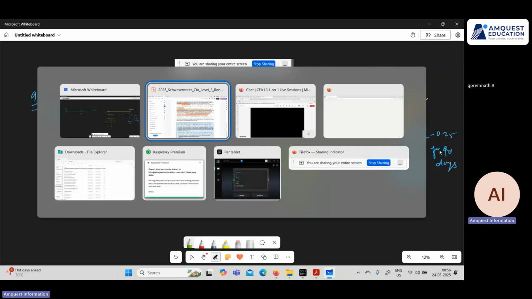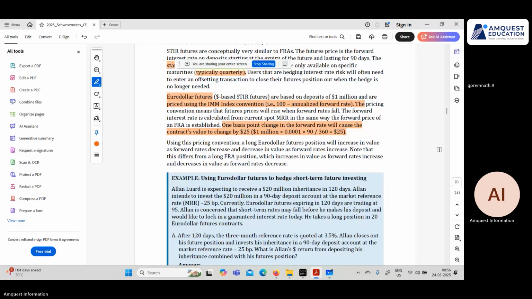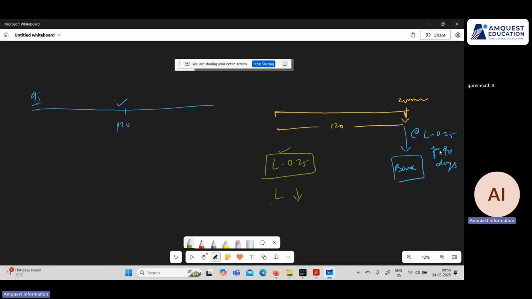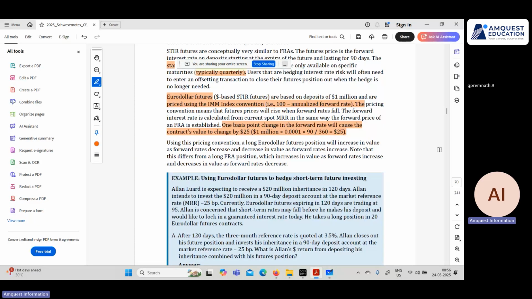Is the question clear? He takes a long position in 20 Eurodollar futures contracts. So basically, he bought 20 contracts for this date so that he can lock in the price. Before we go to A, can you read this again and confirm whether you are okay with what's being asked and what's going on? Sure about that?